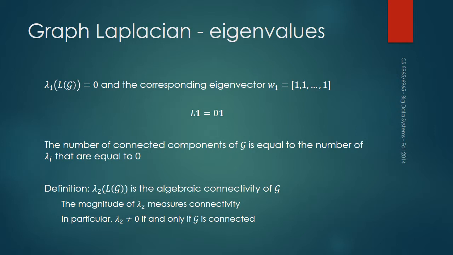The other thing you can get from the spectrum of a graph is the number of connected components. The number of connected components is equal to the number of lambda i that are equal to 0. When you say connected components, if you take a graph, how many of those nodes are connected together? How many subgroups are there, in some sense, connected or not?